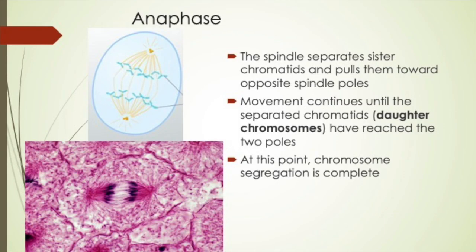The spindle separates the sister chromatids and pulls them towards the opposite spindle poles. So this is anaphase. Ana meaning apart or separated. So this is metaphase, this is anaphase. Movement continues until it's separated the chromosomes, breaking that hydrogen bond, moving the daughter chromosomes until they've reached the two different poles. At this point, the chromosome segregation is complete. And then we move on to telophase.